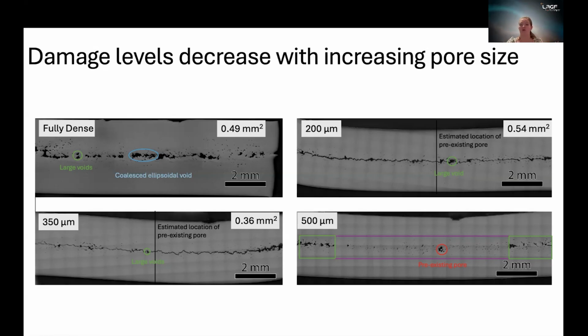But as you start to move farther away from the pore, into the regions boxed in green, we revert back to the type of damage we see in the fully dense samples, with a lot of void growth, and we start to see some coalescence between them.